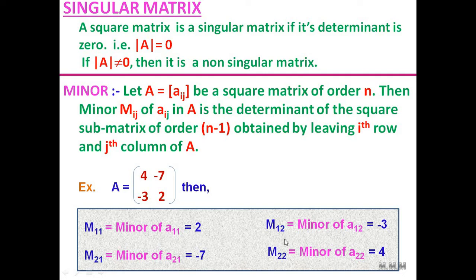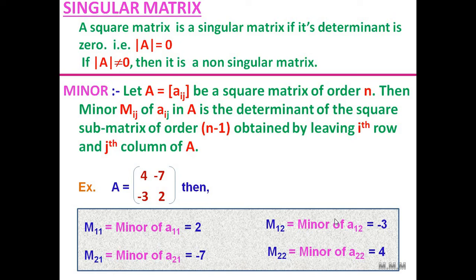Similarly, the minor of a12, M12. Here minus 7 is a12. We have to find M12, then the first row and second column will be left. Here minus 3 will be M12. Similarly, M21, we have to find the minor of a21.